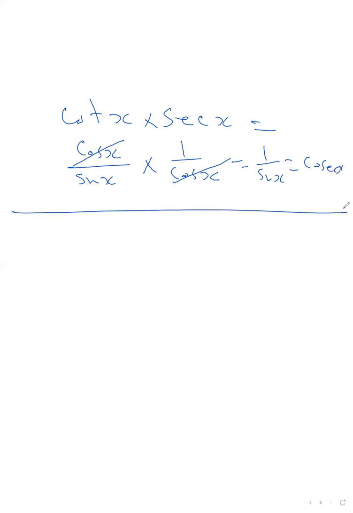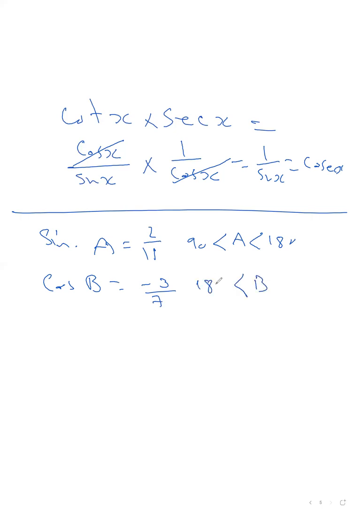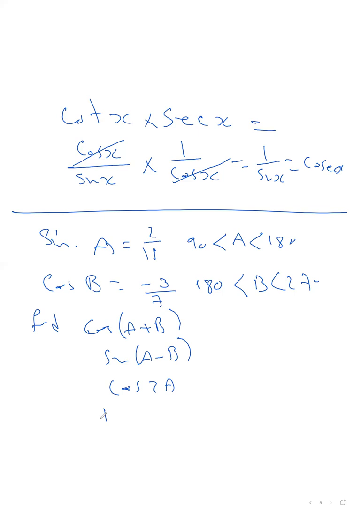Okay. And another one, if you have sine A equals 2 over 11, and A is greater than 90 and less than 180, and cosine B equals negative 3 over 7, and B is greater than 180 and less than 270, find cosine A plus B, sine A minus B, cosine 2A, tan A minus B. Okay, you have to graph both of the angles and put each one in its quadrant.